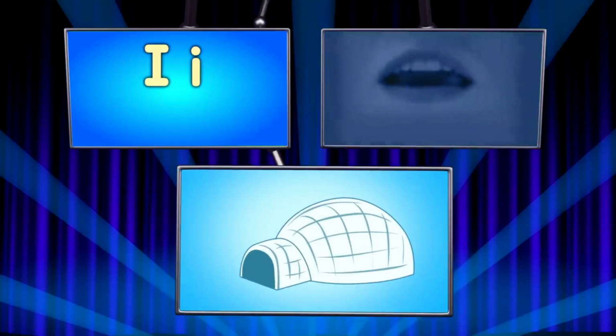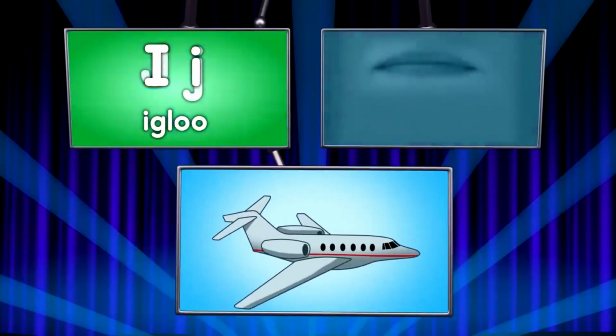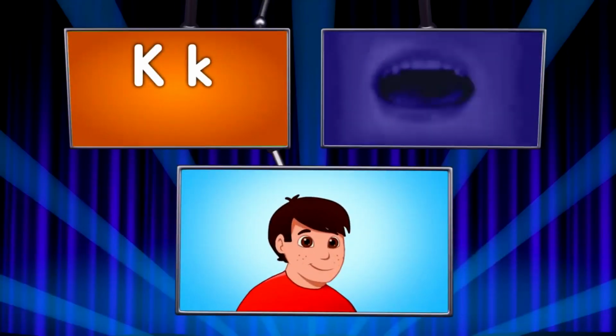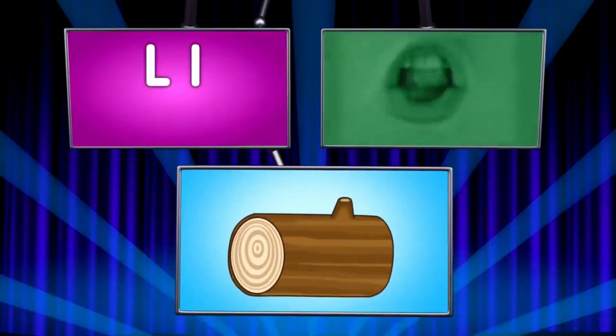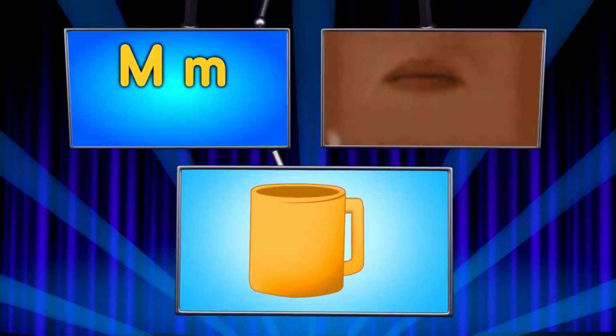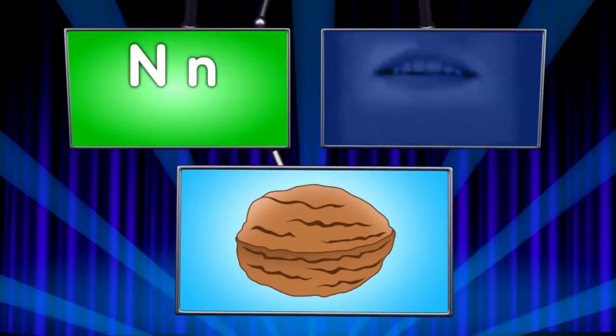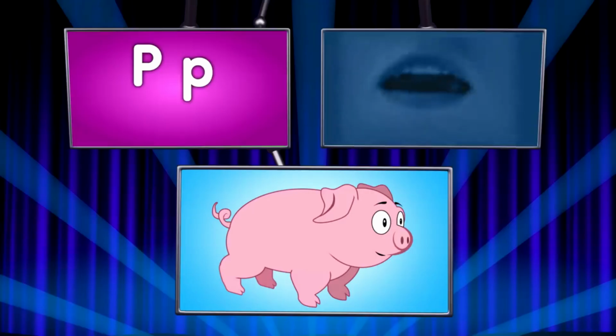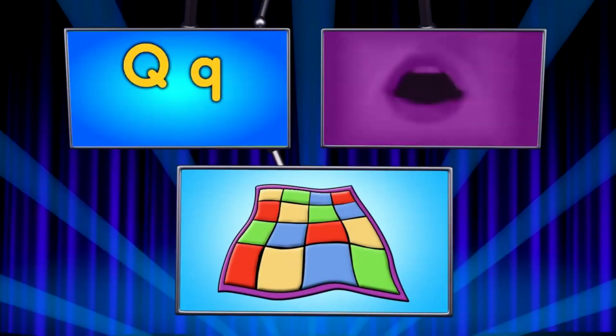I, igloo. J, jet. K, kid. L, log. M, mug. N, nut. O, octopus. P, pig. Q, quilt.